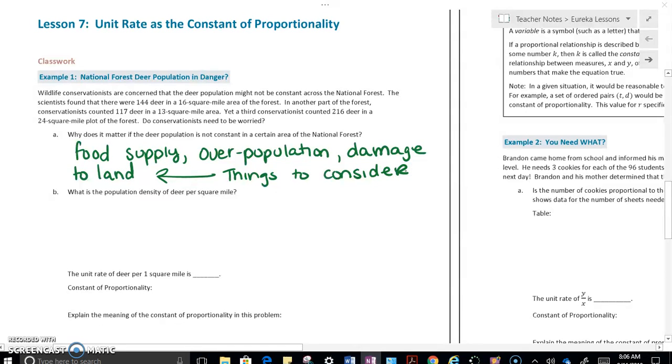What is the population density of deer per square mile? So deer per, keyword per, from that statement, we need to find the constant of proportionality, in other words, the unit rate. Let's put that in parentheses. Find the COP, aka unit rate, for each population.